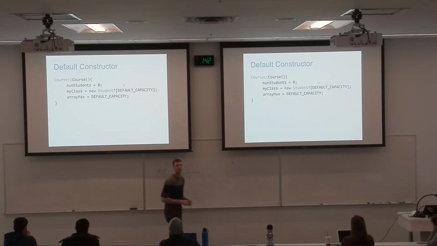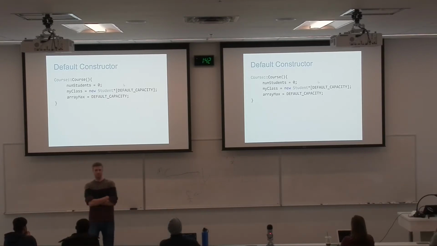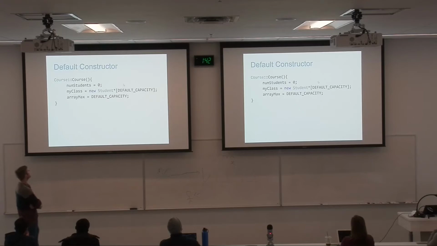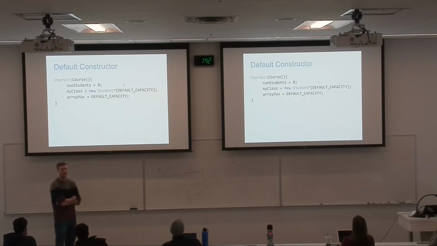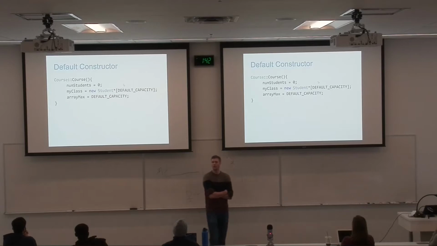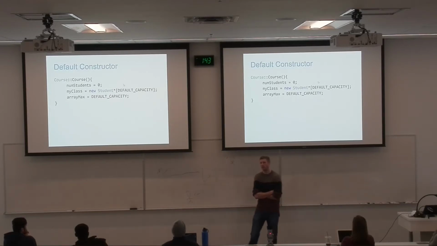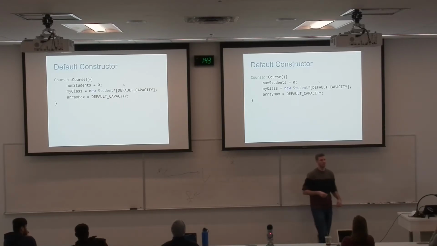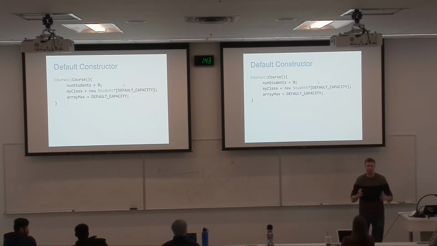constructor. What is it doing? It assigns the one attribute I gave it, num students, to 0. Because when I created a course object, how many students are in it at the beginning? Nothing. There's no one there, so 0, right? Makes sense.